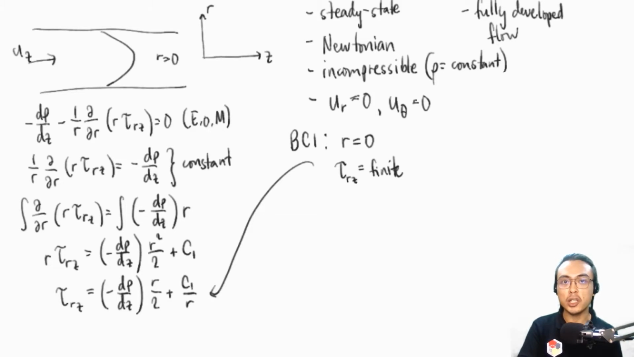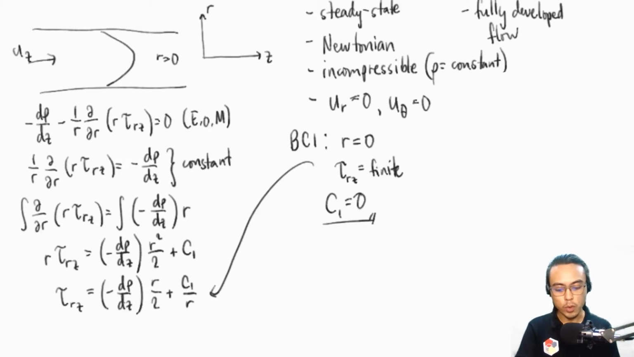We have determined that the shear stress should be finite at that point. Therefore, the only logical step to this is we set c1 is equal to 0. By setting the value of c1 to 0, we are eliminating this second term of our equation, and thus we are avoiding the scenario wherein the shear stress is infinite. Okay? That's why it's necessary for us to let the value of c1 be equal to 0. And with that, we are left with the equation tau rz is equal to negative dp over dz times r over 2.